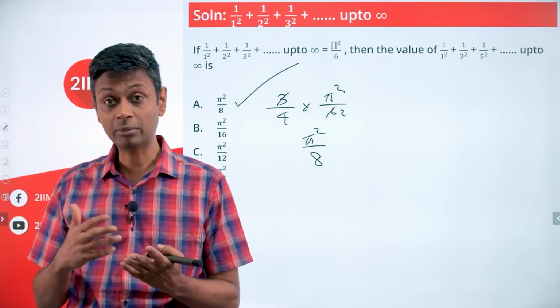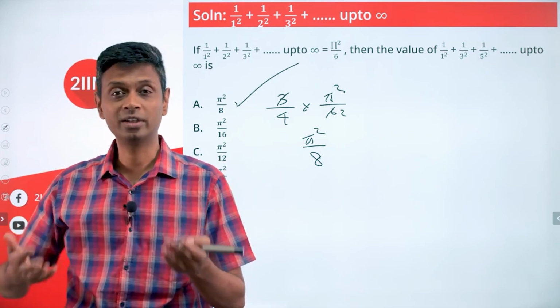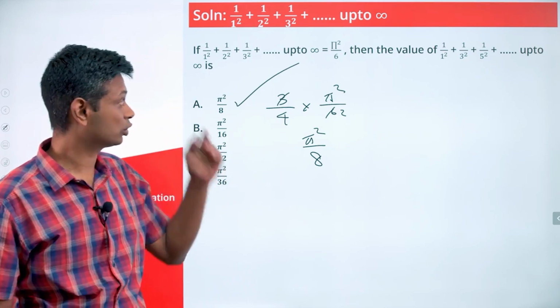The even terms is nothing but 1/4 of the total. The odd terms should be 3/4 of the total. 3/4 of pi square by 6, which is pi square by 8.